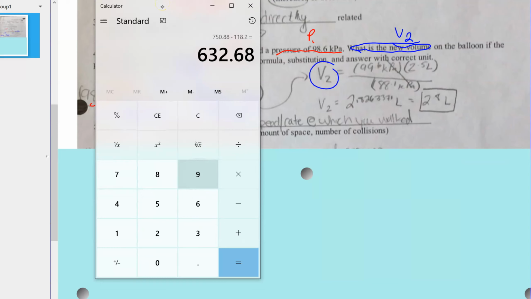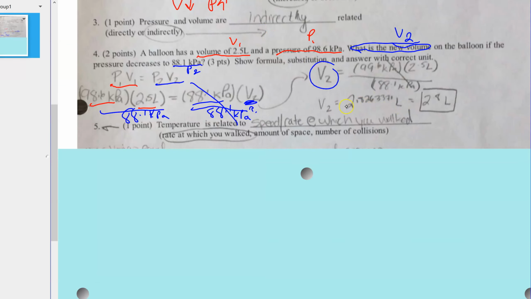We have 98.6 times 2.5. Lock that into your calculator. Divide by 88.1. We get 2.82633371. So that's our calc answer. We've got to round that for the right number of sig figs. We're multiplying and dividing. That means we need the least total number of sig figs. So if you look right here, I've got 2 sig figs, I've got 3, I've got 3. That means I have to go to 2. That's my least number. So look to the right. Will the 2 round the 8 up? Nope. 2.8 liters, that's your final answer.